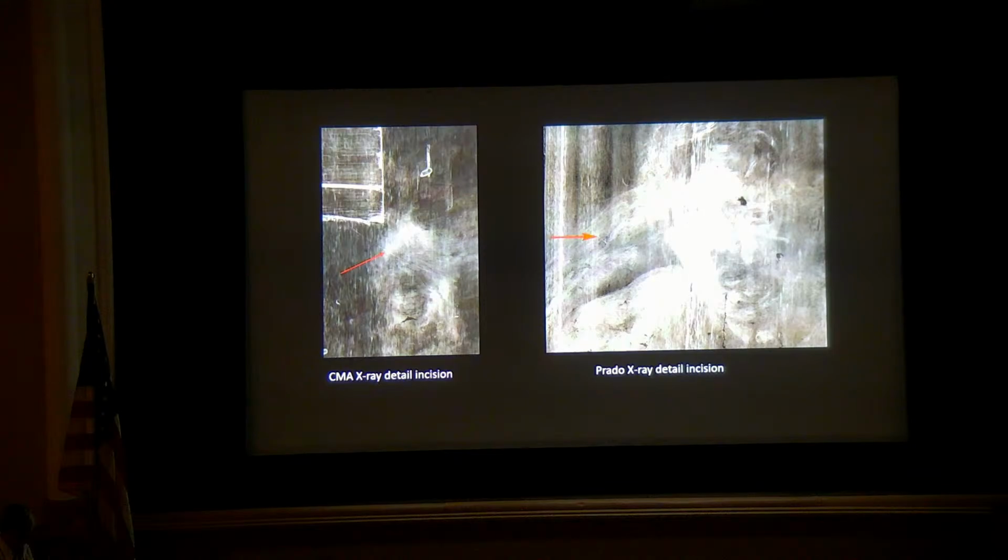Incisions are less visible in x-rays, but can be discerned in some instances as fine white lines. And you can see those, I think, pretty well here and there.